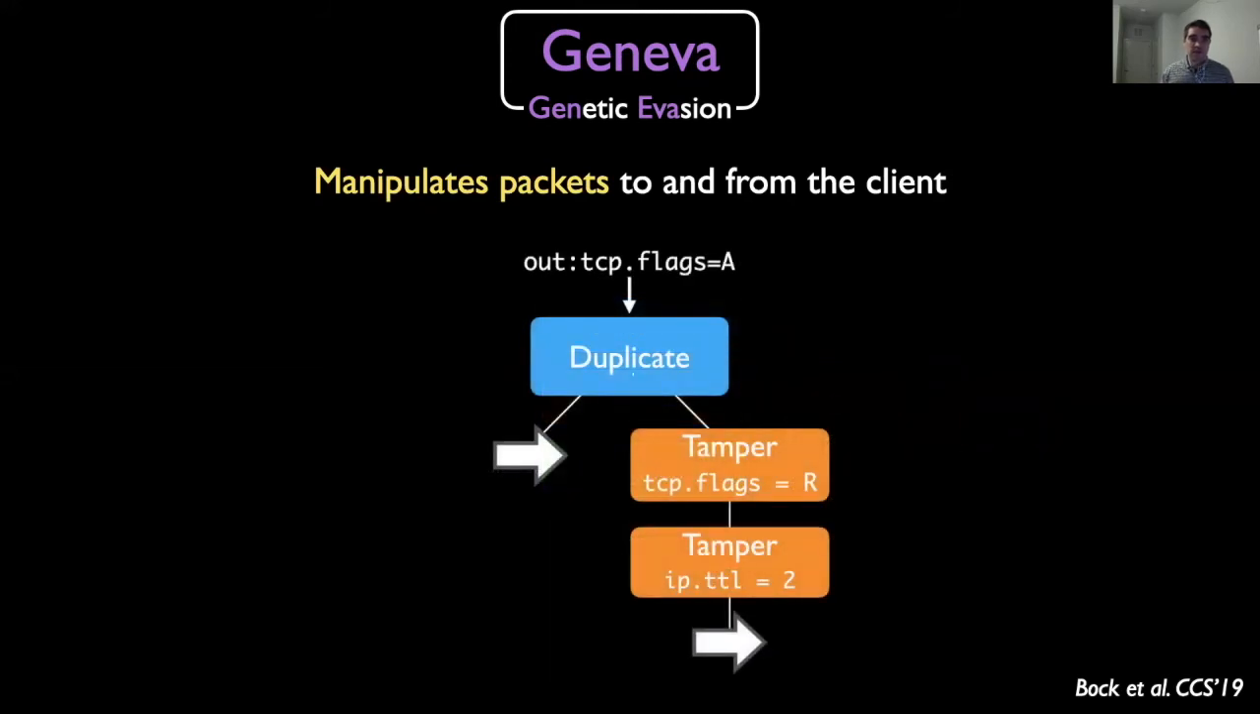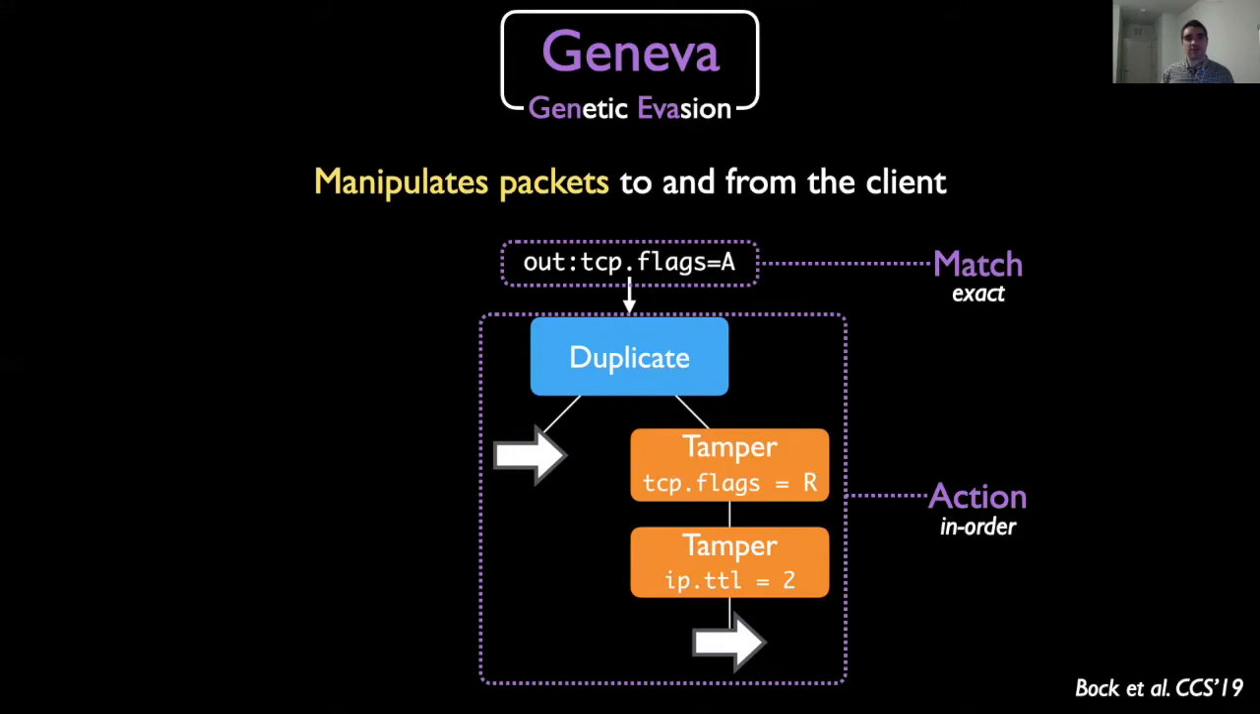Specifically, the way we can compose these things together is in a tree. And this tree operates in a match-action pair. So all trees have a match, and in this case, this matches any outbound TCP packets with the flags field set. And if this match happens, we run some sequence of actions. So in this case, if we see an outbound TCP packet with the flags field set to ACK, we pull it into the tree, we duplicate the packet and modify it accordingly.